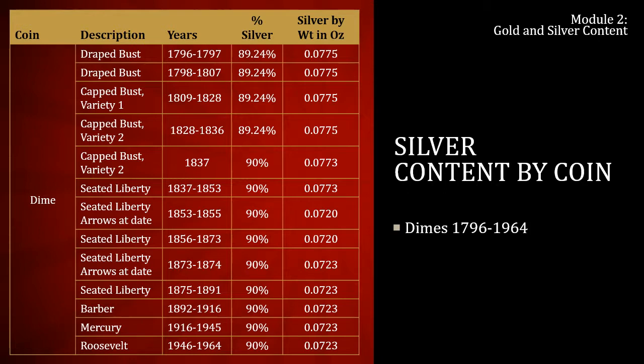This table is for dimes, 1796 through 1964. Just looking at one example, if you go down to the last entry, the Roosevelt dime, 1946 to 1964, 90% silver, and the weight in troy ounces of silver in each dime is 0.0723 silver ounces.